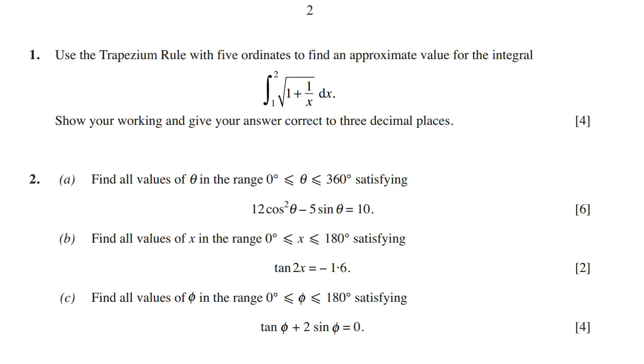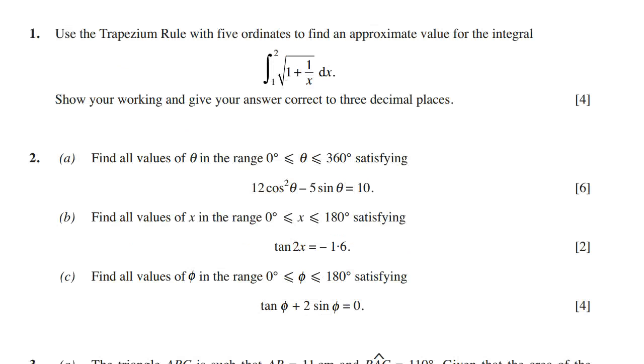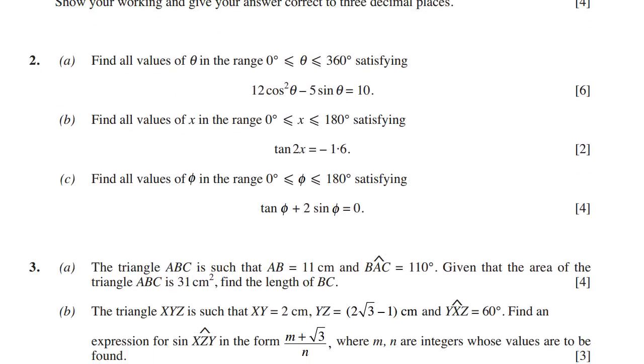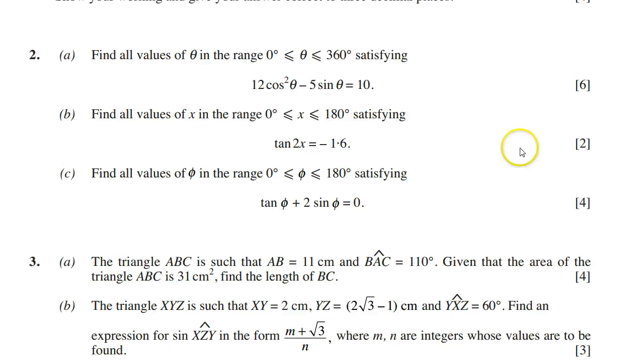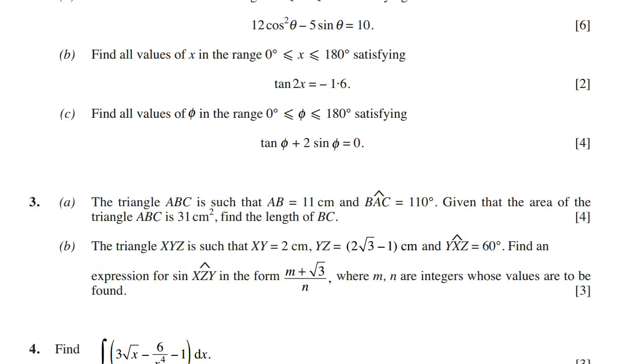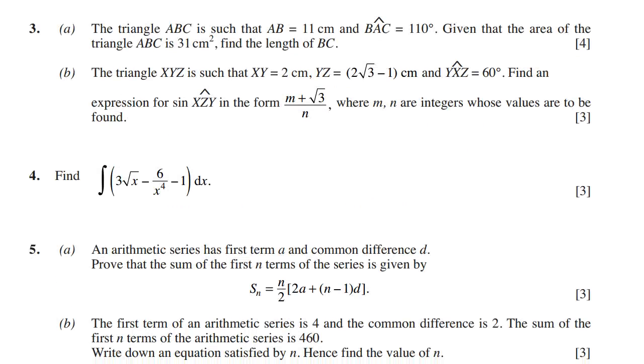One is on trapezium rule, standard, fairly standard 5 ordinate question there. Accuracy to 3 decimal places. Question 2 is on trig. Again, that looks no surprises there. It's going to be a simple trig quadratic there. This is a simple trig, and so on. So that's an easy question, although 1 and 2 are fairly time consuming.